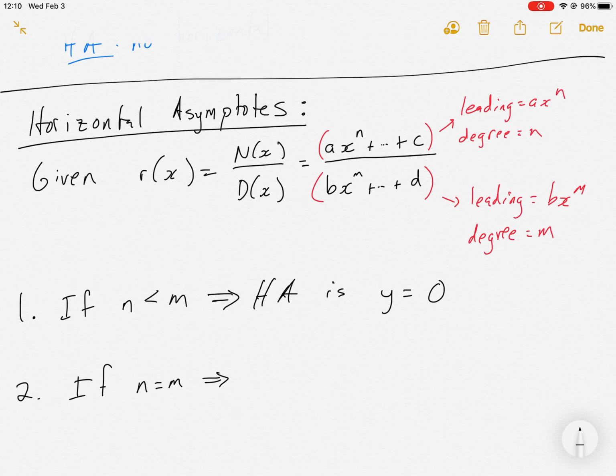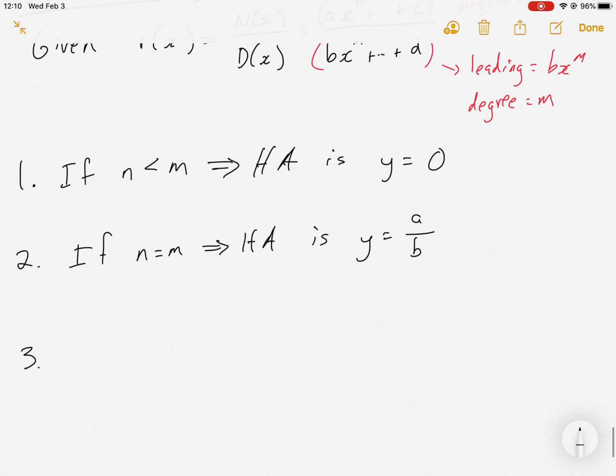If, on the other hand, they're equal, then the horizontal asymptote is y equals whatever a over b is equal to. And finally, if it's the last situation, then we just say there's no horizontal asymptote, and instead it would be a slant asymptote.